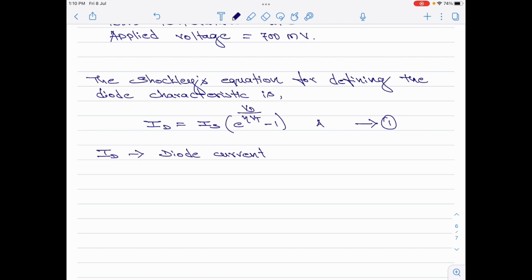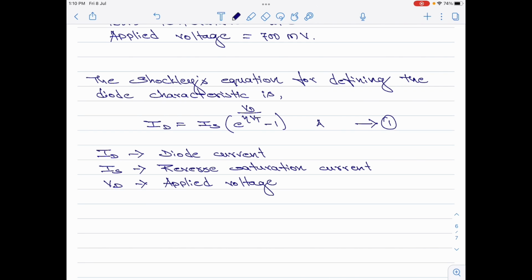IS is the reverse saturation current, Vd is the applied voltage, eta is the ideality factor. Please note the value of eta for silicon based diodes is equal to 2. And lastly, Vt is the thermal voltage.